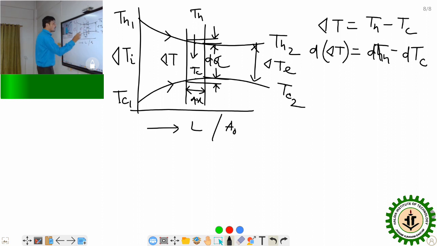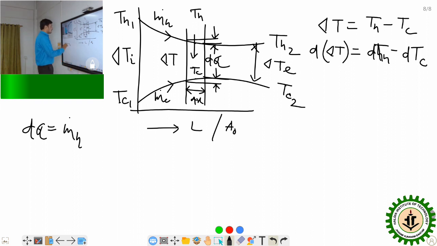Now that dQ would be calculated in this formula. So dQ would be mH dot. Here, mH is the mass flow rate. Mass flow rate deals with the continuity equations. As it is a steady flow device, it would be constant. So this is the mass flow rate of the hot fluid, and this one is the mass flow rate of the cold fluid, mC.